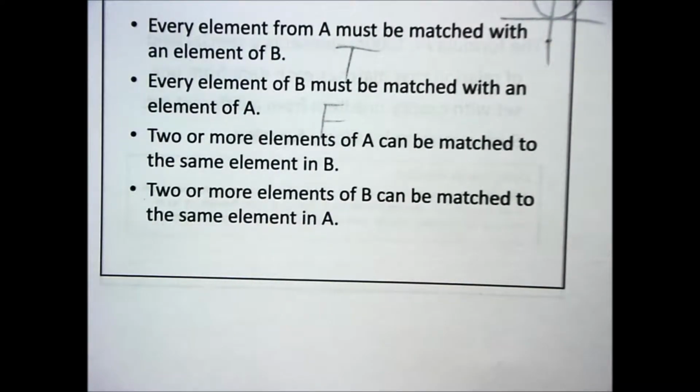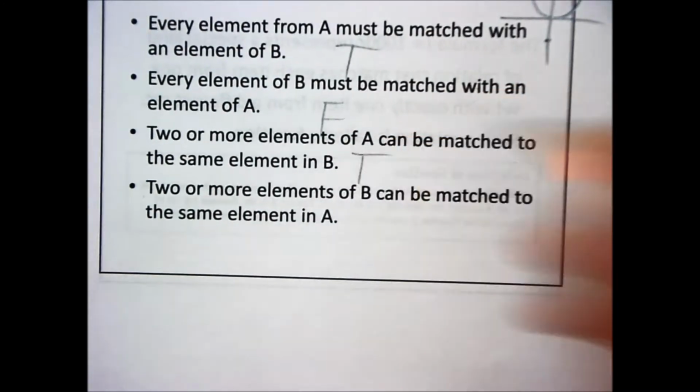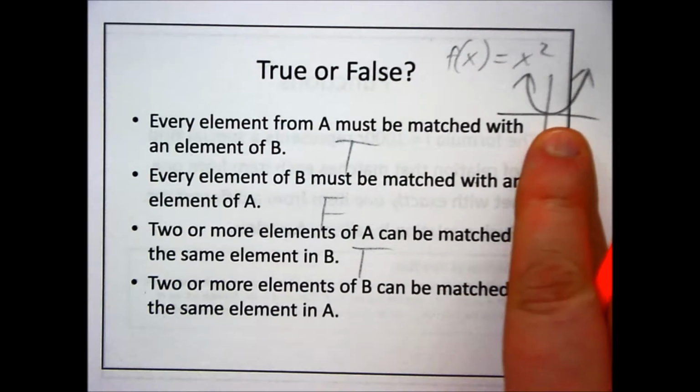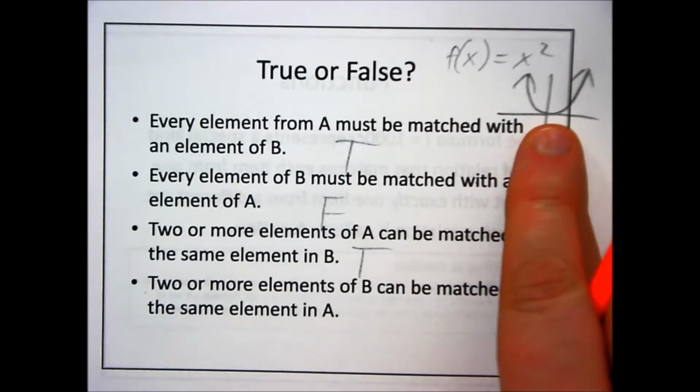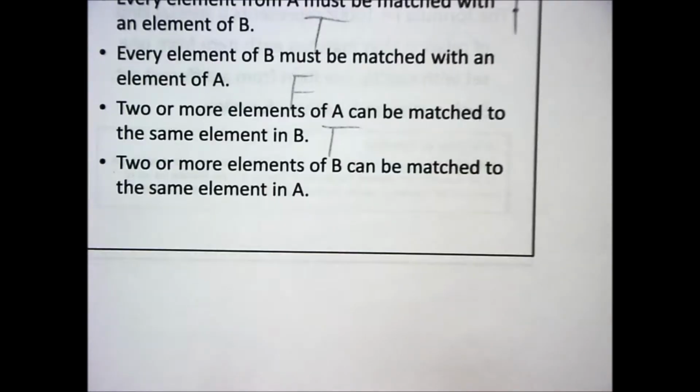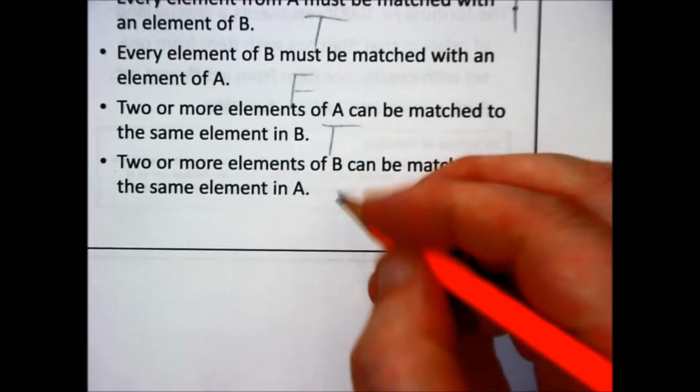2 or more elements of A can be matched to the same element in B. True. Because if I look at this, 2 and negative 2 both go to positive 4. 2 or more elements of B can be matched to the same element in A. False.